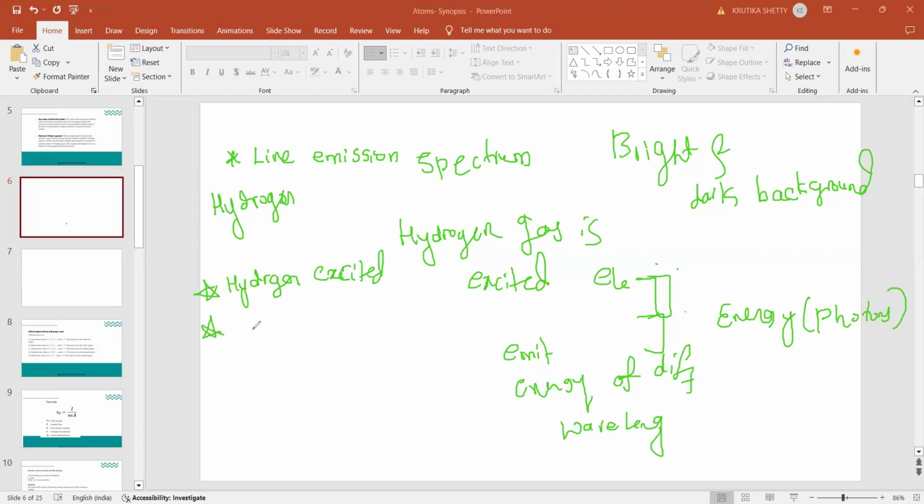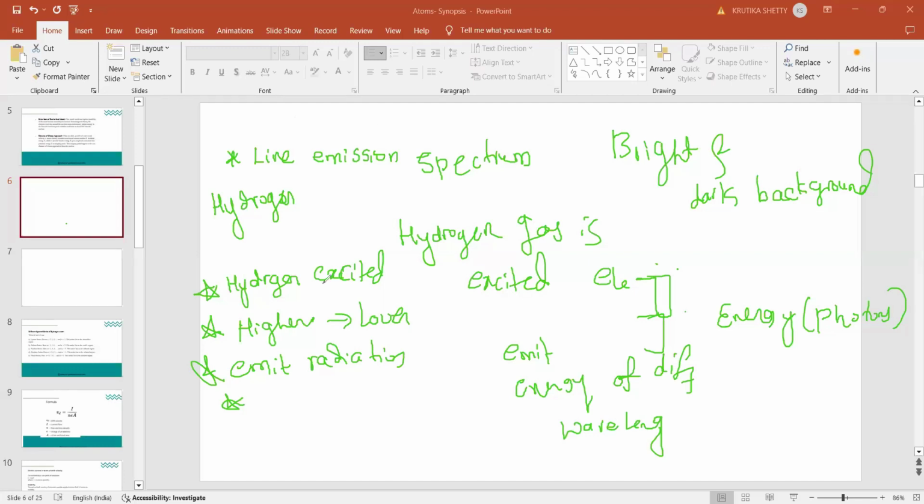In the second step, depending on its energy, it will take a transition, or jump, from higher orbit to lower orbit. The next point is that while coming from higher orbit to lower orbit, it will emit some radiation of different wavelength. This type of spectrum is called as what? Line emission spectrum. So these 4 points you need to remember.